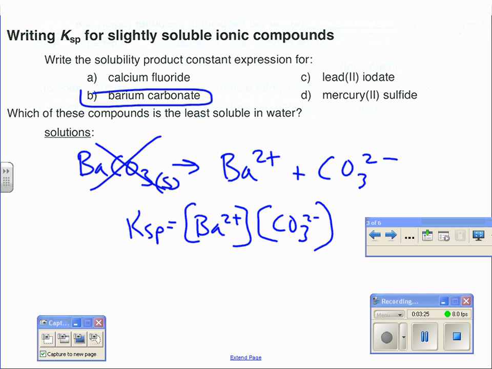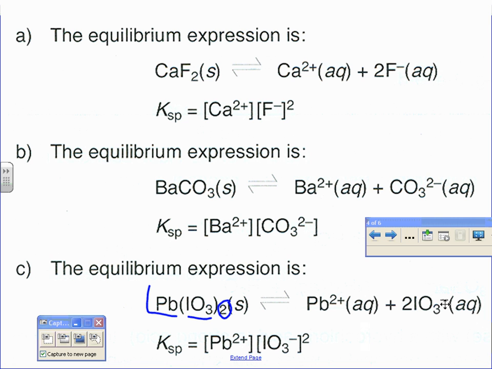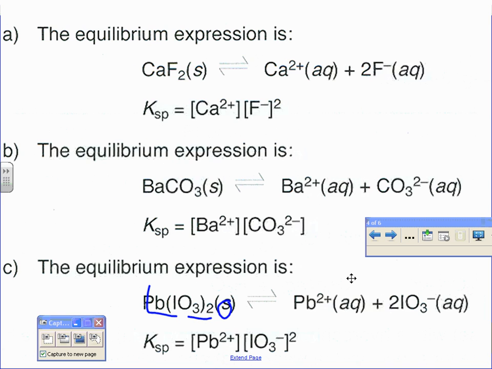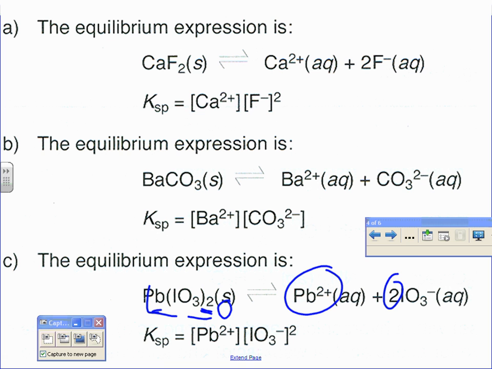What if I took something like lead(II) iodate? It's down here, Pb(IO3)2. When I write out the expression, I write Pb2+ because there's one of them. The subscript for iodate is 2, so 2 IO3-, and my overall KSP expression is Pb2+ to the first times IO3- to the second power.